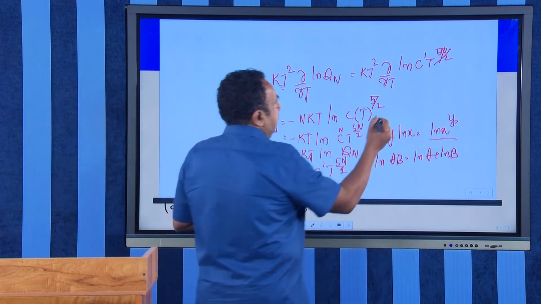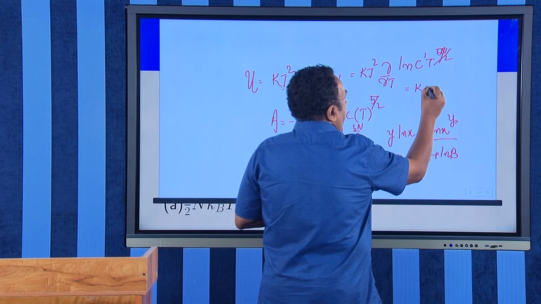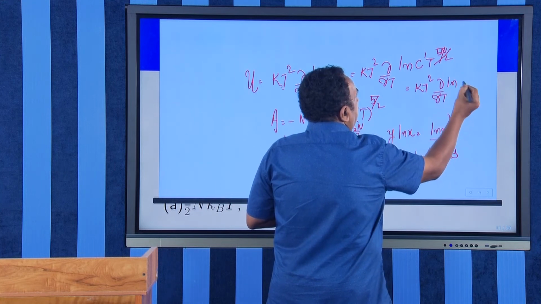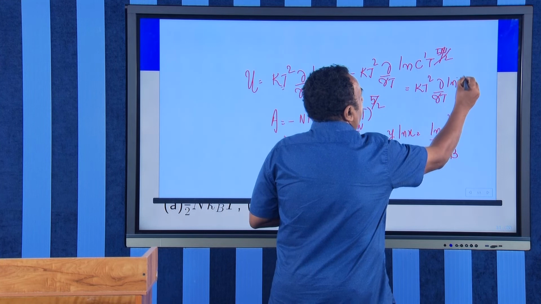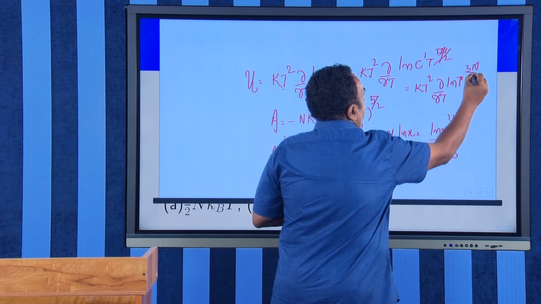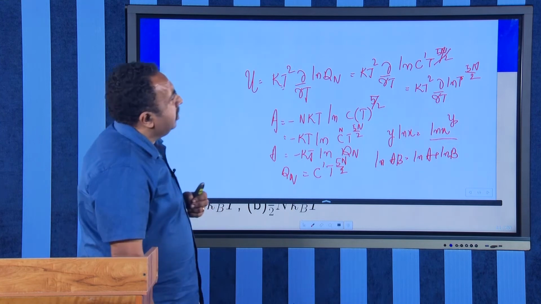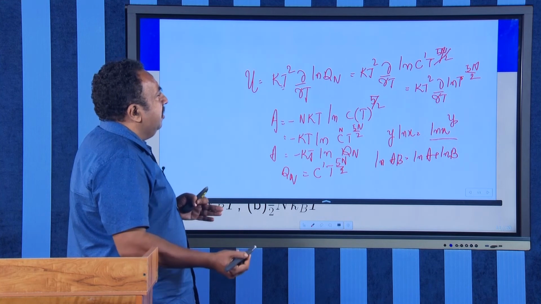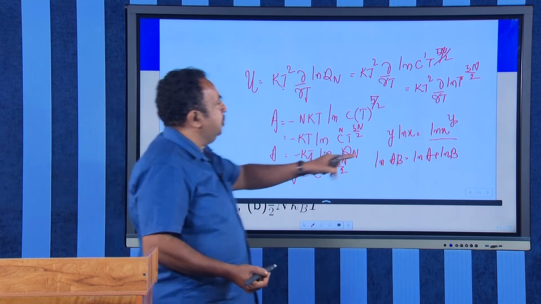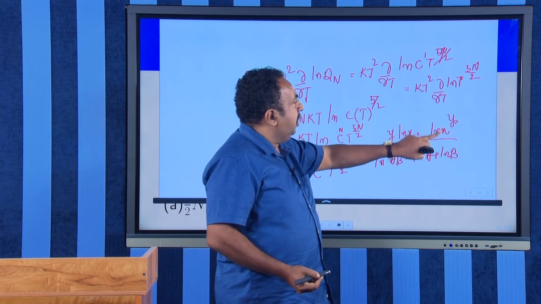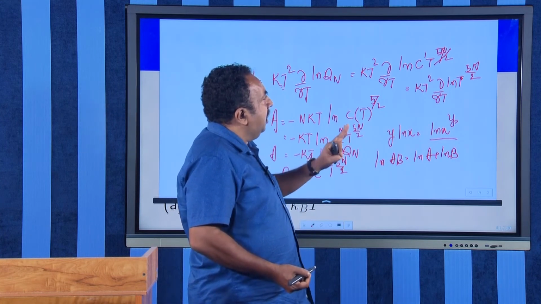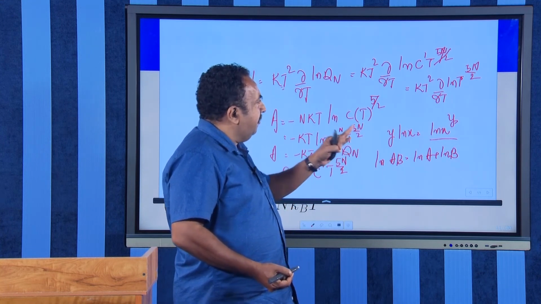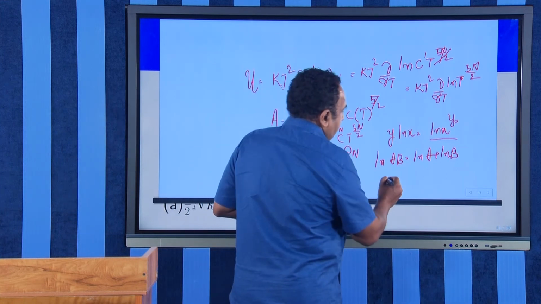Therefore, this expression simply changes to: you are required to take only the derivative of ∂/∂T of log T raised to 5N/2, kT². The logarithm of T raised to 5N/2, by using the identity log x raised to y equals y log x, becomes 5N/2 log T. Therefore, 5N/2 I can take outside.